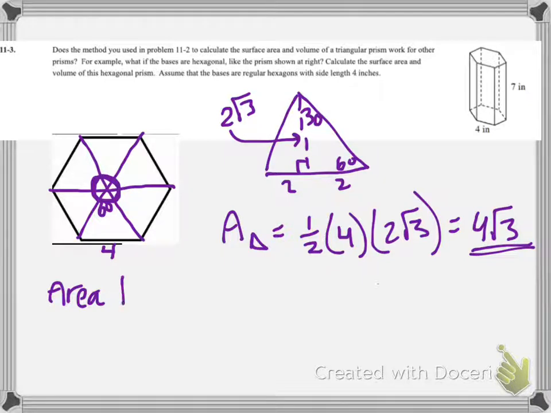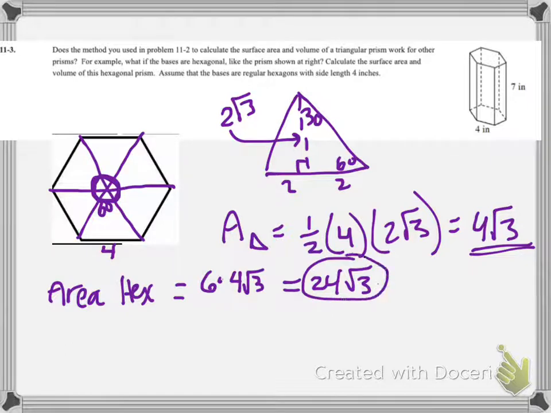Now the area of the hexagon: there's 6 triangles in the hexagon, so it's going to be 6 times that. So that's going to be 24 root 3 is the area of the hexagon. So that is the base of our prism. So to find the volume, big B stands for the area of the base times the height of the prism.